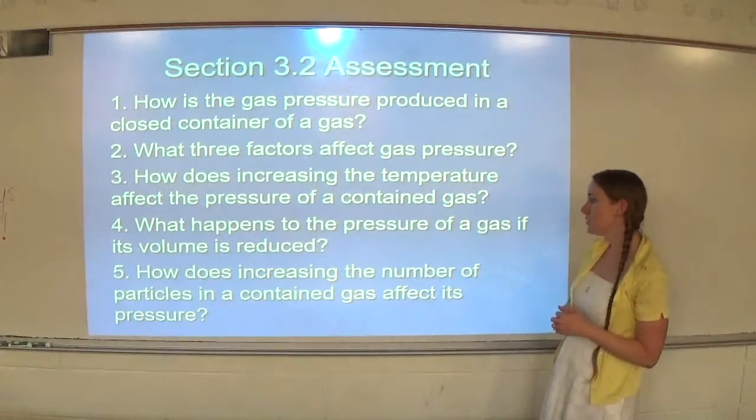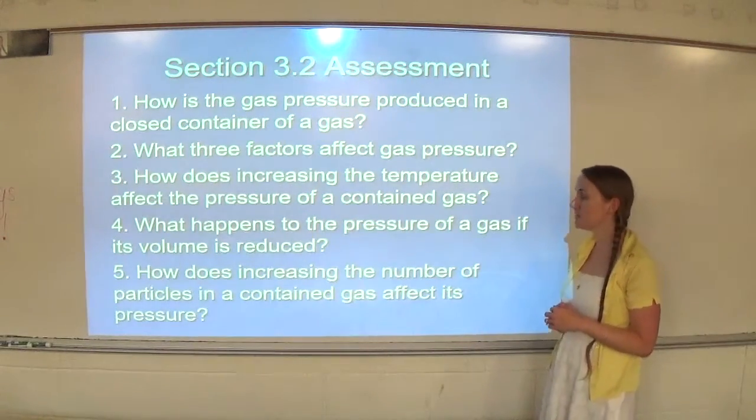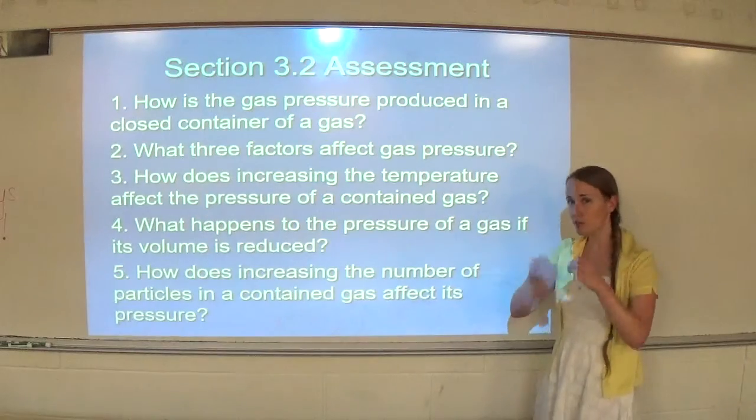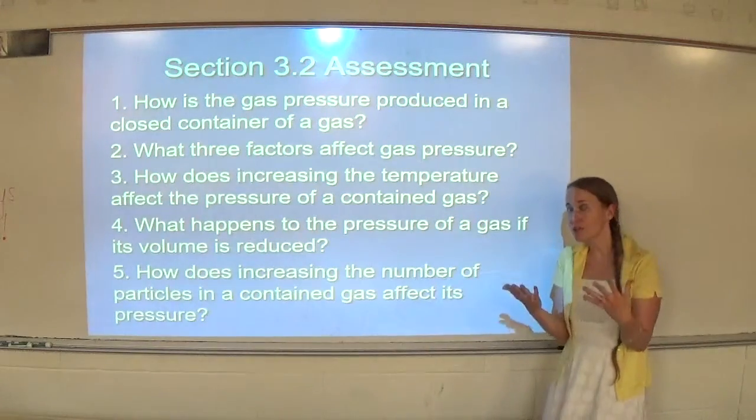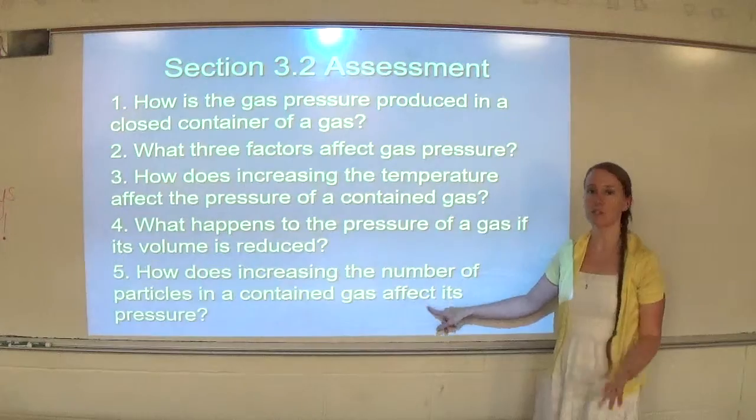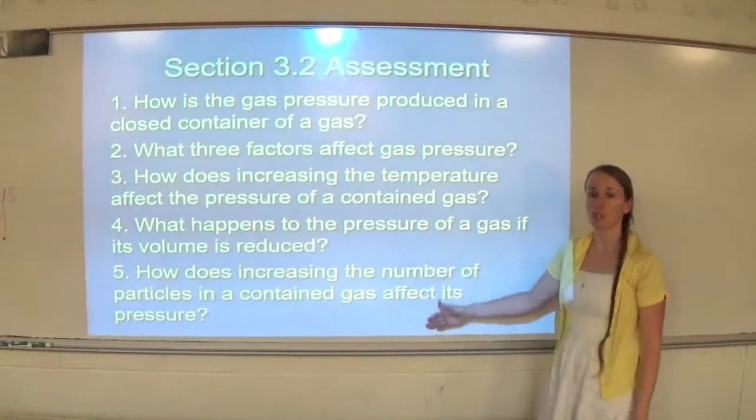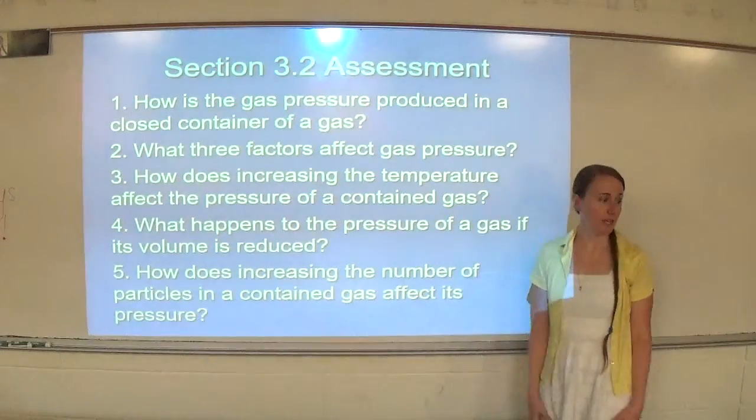Number 5, how does increasing the number of particles in a contained gas affect its pressure? Well, if I put more particles in there, there's going to be more collisions, so again, an increase in pressure. Wow, hopefully you could have just guessed increase, increase, increase, because that's what I just did for those.